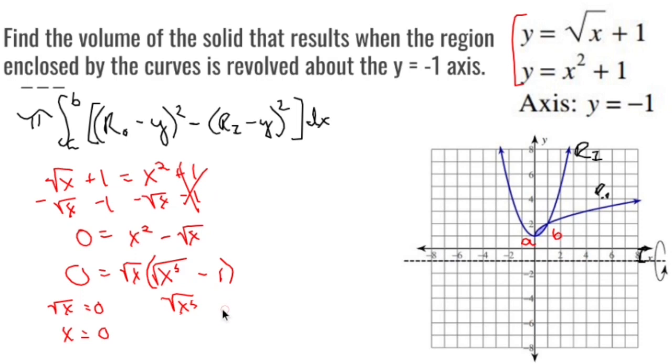Square root of x cubed minus 1 equals 0. Add 1. Square root of x cubed equals 1. Square and cube root both sides. x is equal to 1. I'm getting too jumpy here.